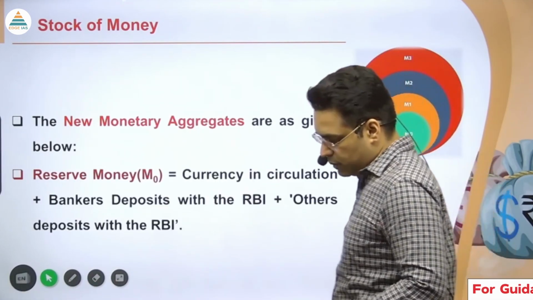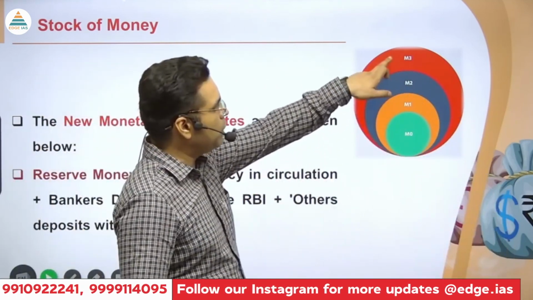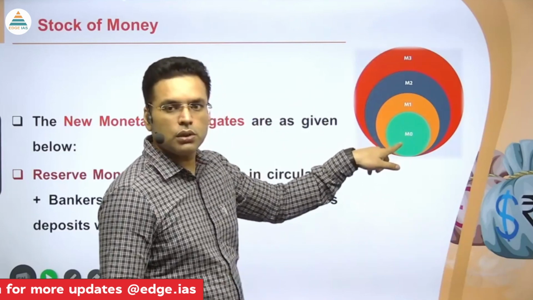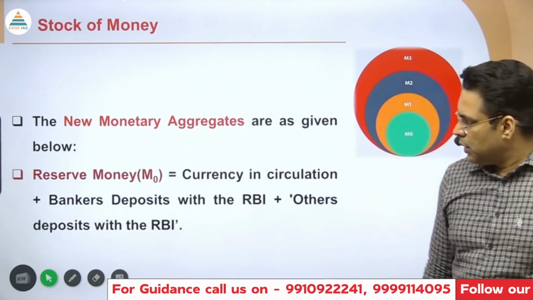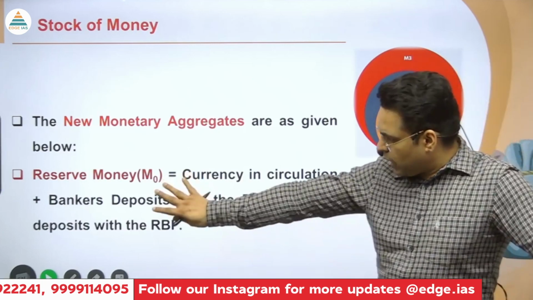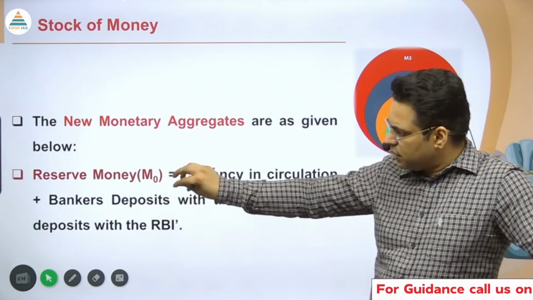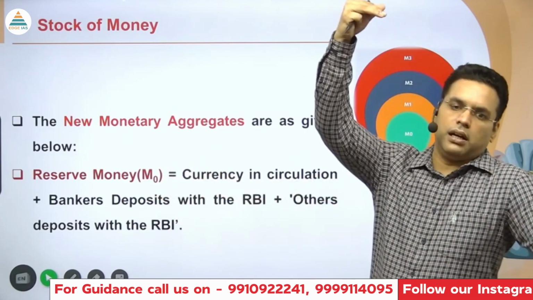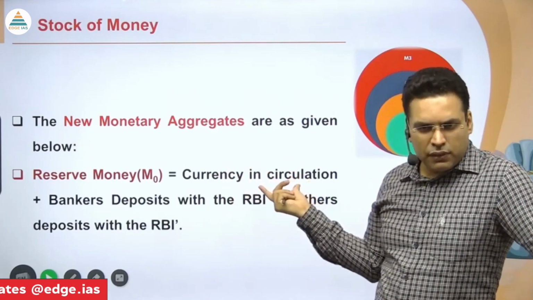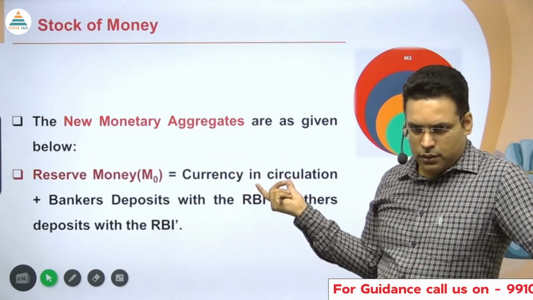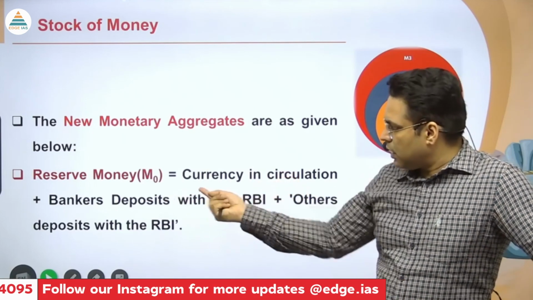Now coming to the reserve money concept. We have understood M1, M2, M3 and M4, but we have not understood the base money. Just look at the definition and remember it. Basic concept: this is the money from which the entire money gets generated in the economy. It means the currency in circulation, people will have cash. The first component is money with people. The second is banker deposit with RBI.